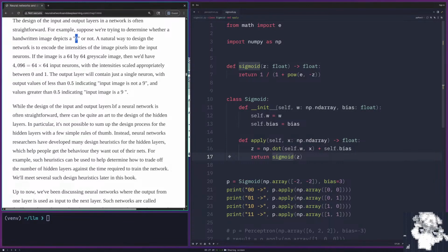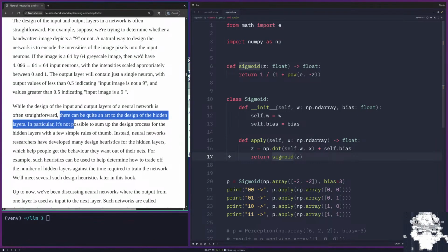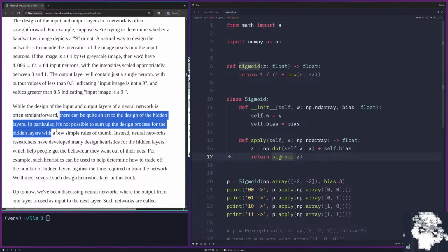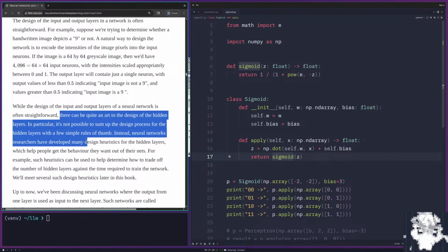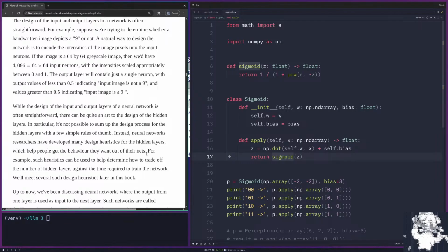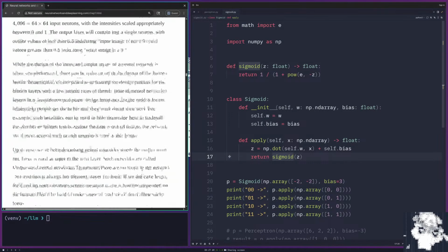While the design of the input and output layers of a neural network is often straightforward, there can be quite an art to the design of hidden layers. In particular, it's not possible to sum up the design process for the hidden layers with a few simple rules of thumb. Instead, neural networks researchers have developed many design heuristics for the hidden layers, which help people get the behavior they want out of their nets. For example, such heuristics can be used to help determine how to trade off the number of hidden layers against the time required to train the network. We'll meet several such design heuristics later in this book.